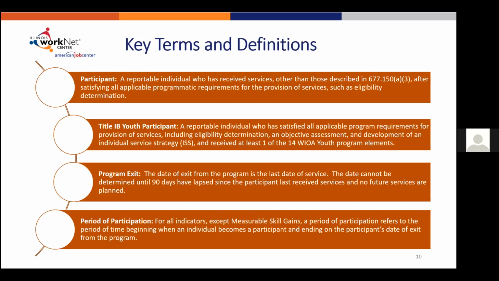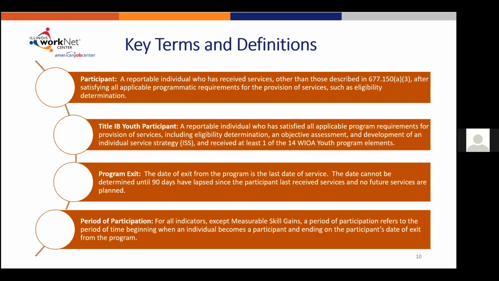Then program exit is a big one, and it's the date of exit from the program, and it is always the last date of their service. The date is programmed for you. We can't really determine the exit date until you've exited someone in the system of record, and then they go 90 days and they have not come back in for another service from you, and that is their exit date. And the importance here is because the exit date is what starts the performance reporting. It starts the clock ticking on these employment rate and wage-based type performance measures we're talking about today.